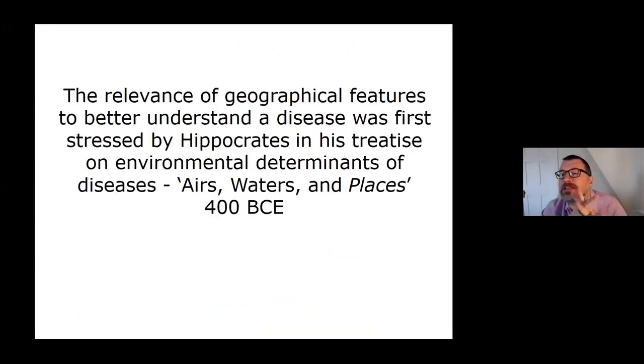So this idea that place and geography mattered is very, very old. We can go back to 400 BC for Airs, Waters, and Places as maybe the beginning of this understanding that to understand disease transmission, we can think about the characteristics of place, nearness, adjacency.